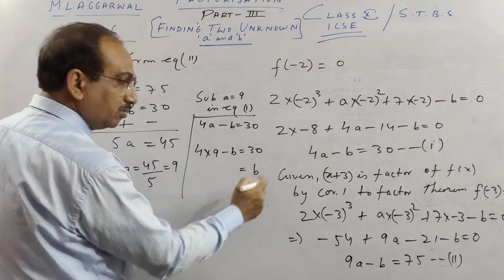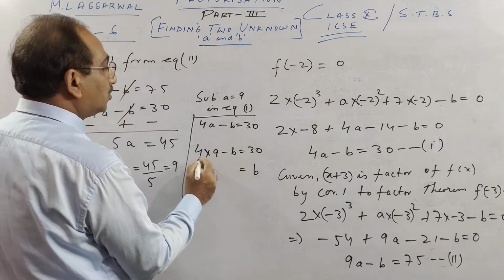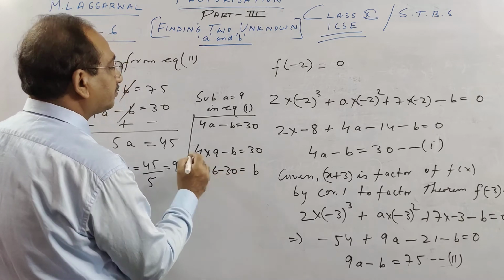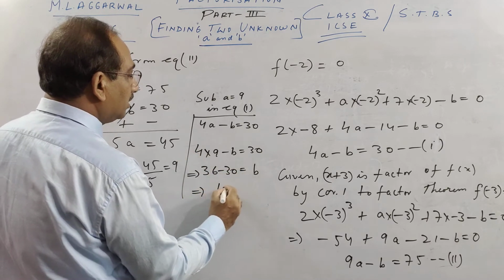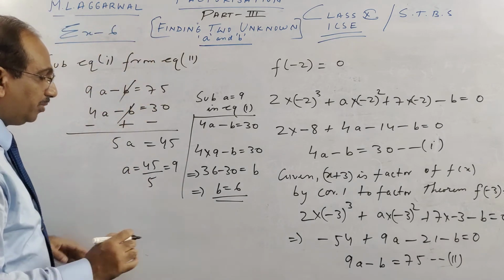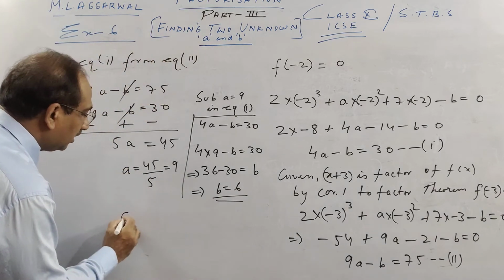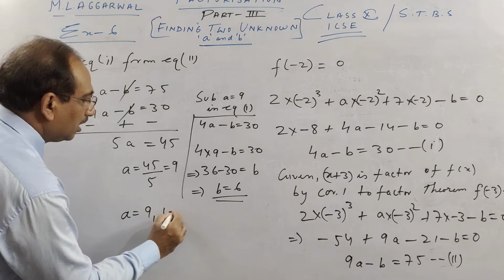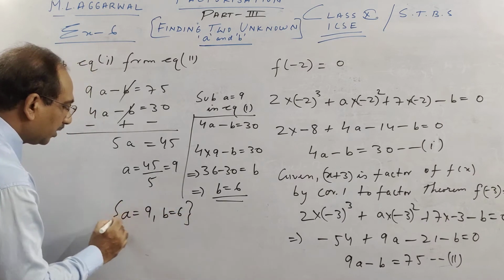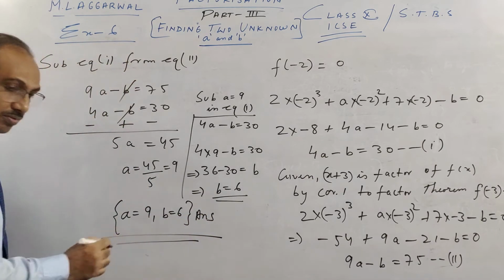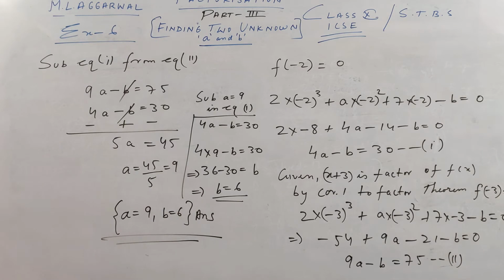B, you see, I take to the other side to make it positive. So 9 4s are 36 minus 30. So b is 6. Okay. So finally, to make the work of your teacher easy, you write this together: a is 9 and b is 6. You can put the middle bracket braces and write the answer. So it will be very easy for your teacher to see the answer and give you full marks.